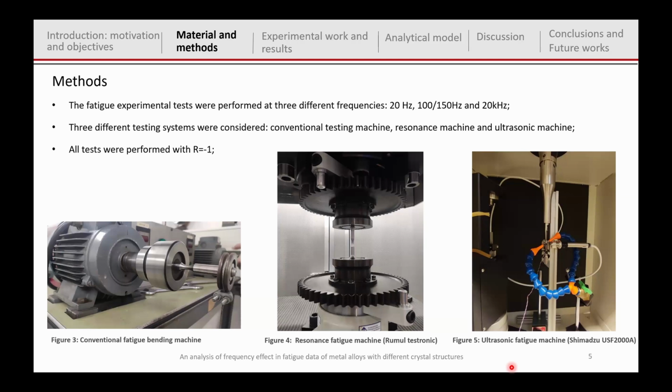So basically, we tested these materials in 3 different setups. We consider a conventional fatigue bending machine to test at 20 Hertz, and then a resonance fatigue machine to be able to test our specimens at 100 or 150 Hertz. It depends on the material properties of the material that we are testing. And of course, here in figure 5, you can see the setup of the ultrasonic fatigue machine that we consider to test our specimens at 20 kilohertz. It's important to mention that we decided to perform all of our tests under the same stress ratio of -1.